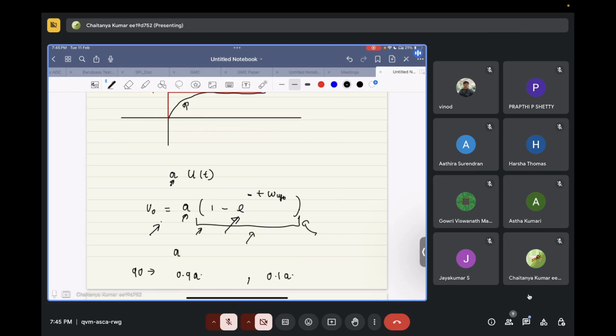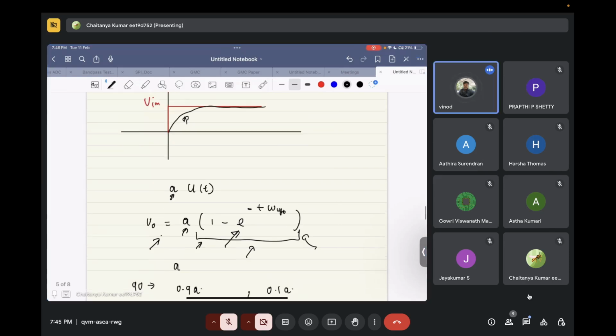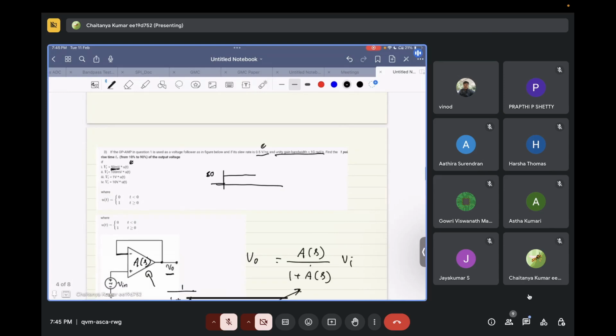So in this equation, you will have to find out the time at which V naught becomes 0.1 times A, and the time at which V naught becomes 0.9 times A, and subtract those times to get the rise time. Is this clear?